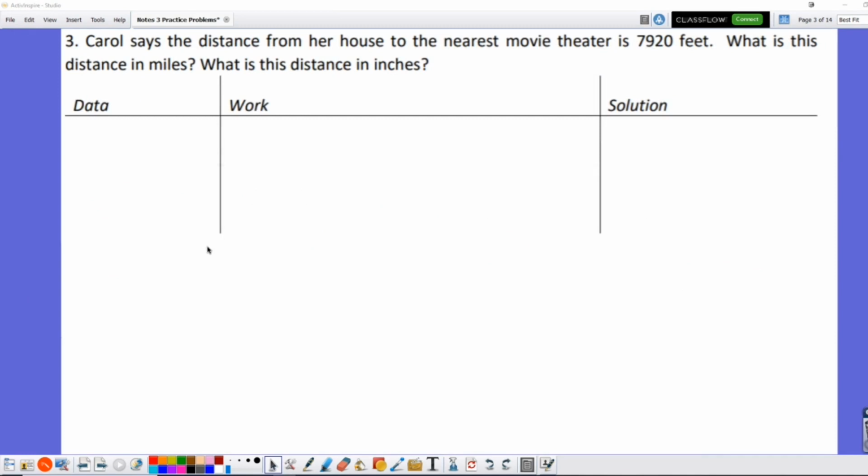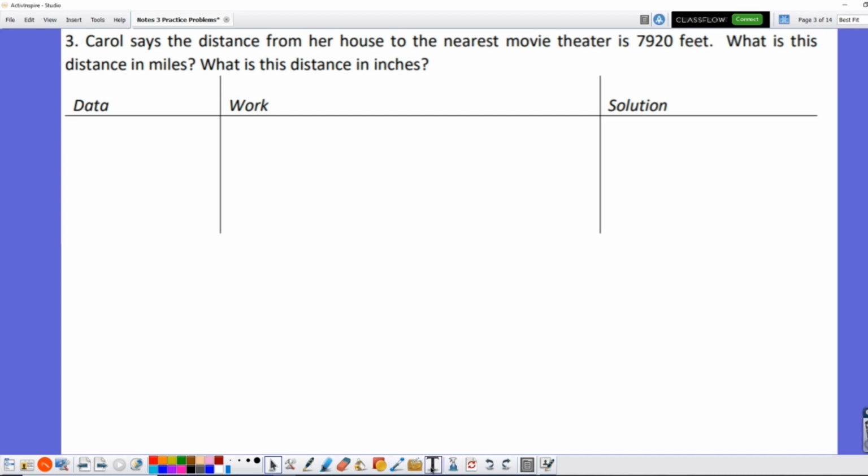Problem number 3 says, Carol says the distance from her house to the nearest movie theater is 7,920 feet. What is this distance in miles, and what is this distance in inches? So now we're discussing our dimensional analysis problems and converting from one unit to the next unit, both measuring the same type of measurement. These are both measuring length, or in this case we have 3 different things for length: feet, miles, and inches. So this is where it becomes appropriate to know and distinguish what unit you're using to describe your measurement. In this case, it's really hard to picture what 7,920 feet looks like, but you can gauge that in terms of miles.